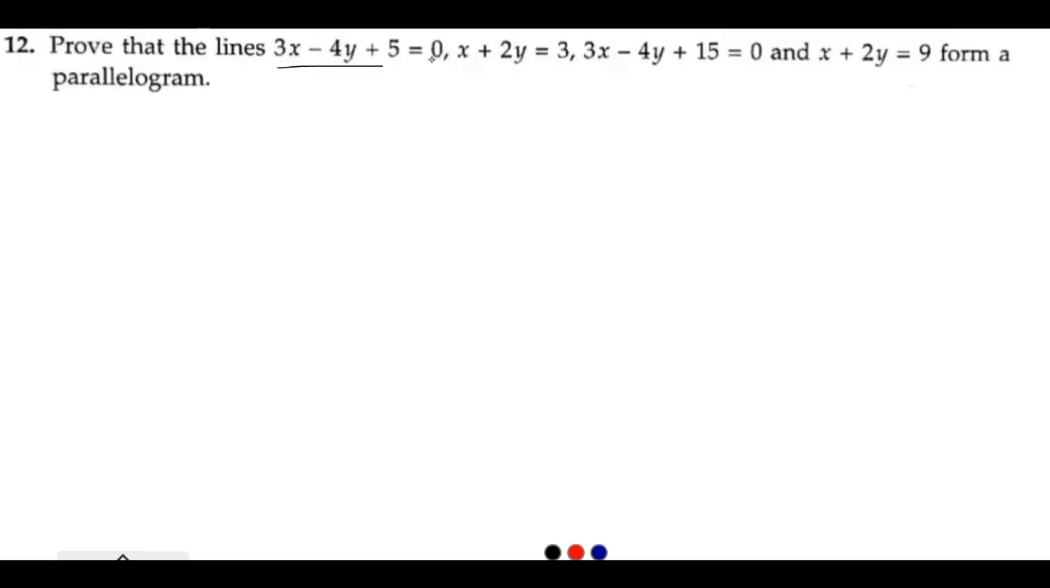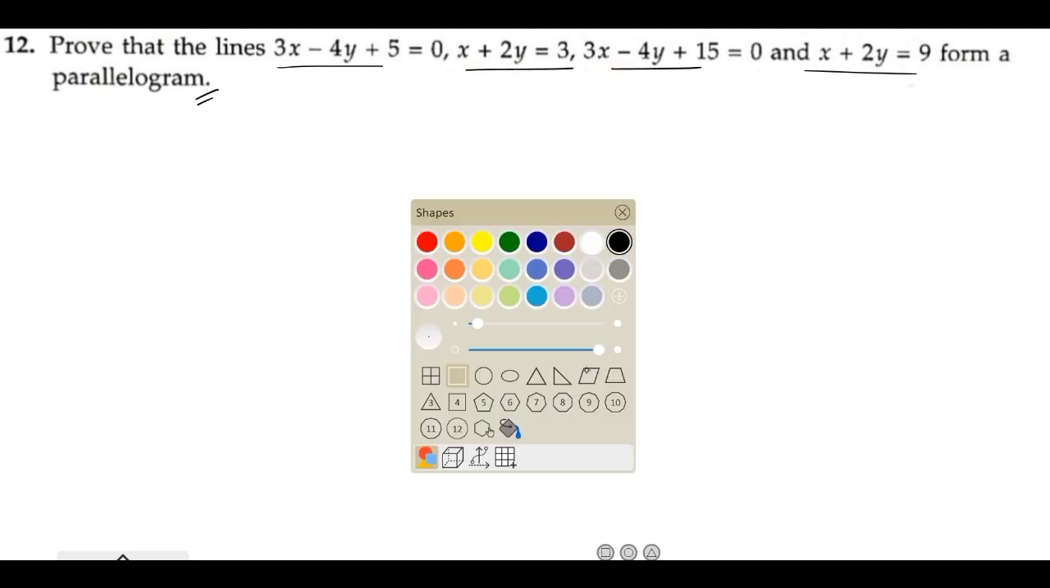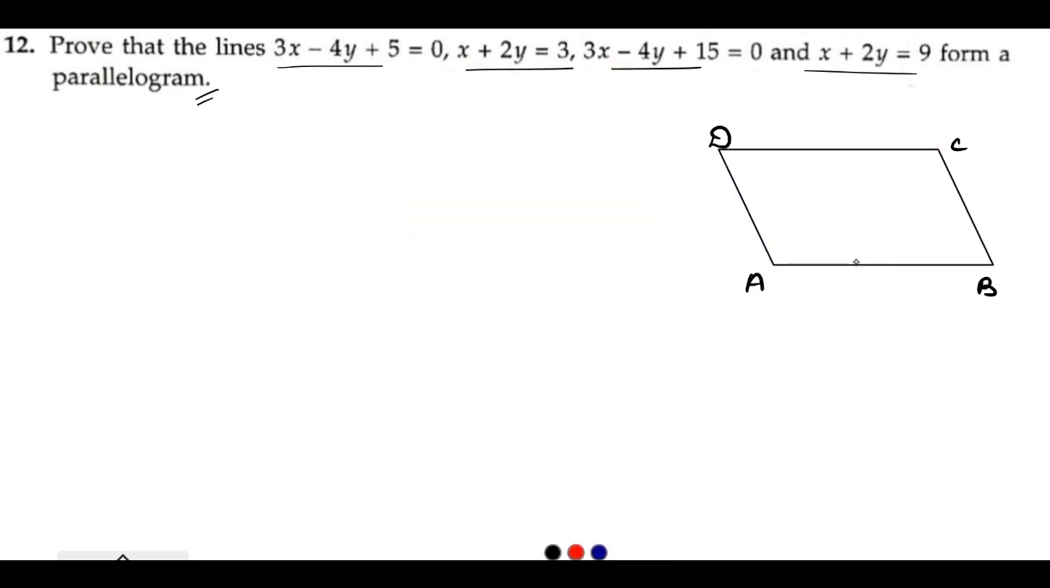Prove that the lines 1, 2, 3, 4 form a parallelogram. Equations of 4 lines are given and we have to prove that these are the equations of the sides of a parallelogram. The first equation represents the first line, that is 3x minus 4y plus 5 is equal to 0. The second represents the second side BC, x plus 2y is equal to 3. The third equation represents the third side of the parallelogram. We have to show this.